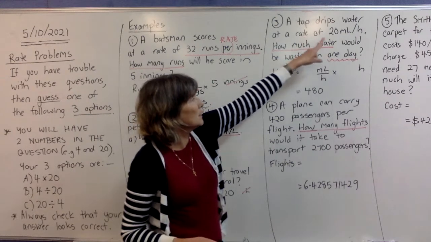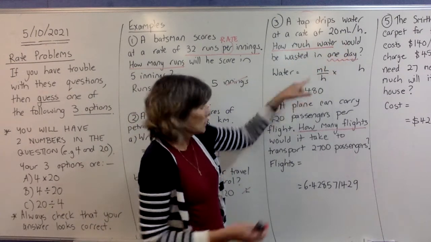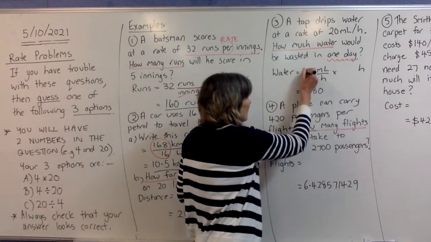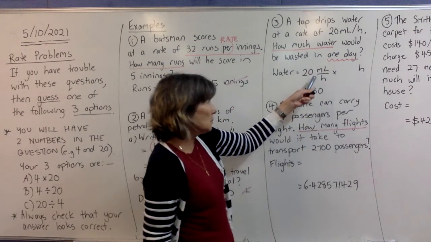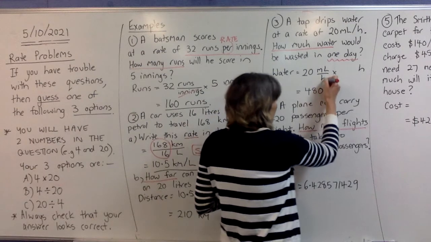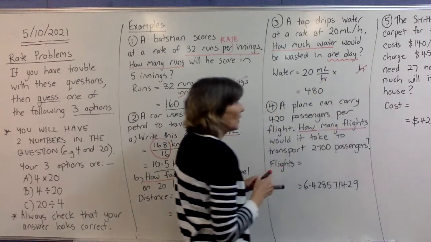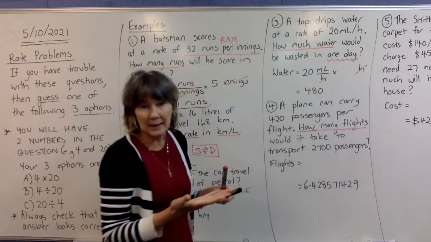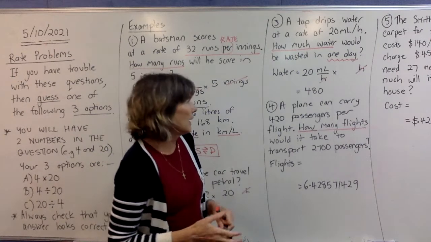Now, it's 20 millilitres per hour. So we're going to write 20 millilitres per hour. So remember what I said, we want that to cross out with that so we can give our answer in millilitres, because that's how much water we're going to have.